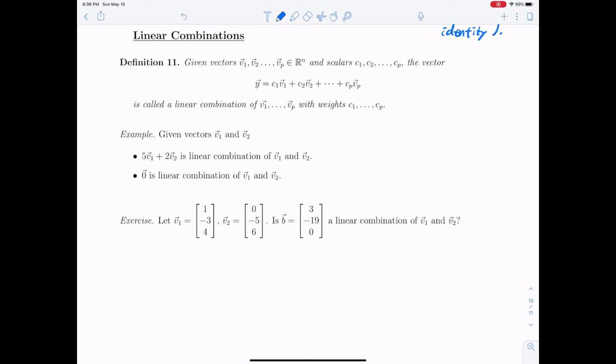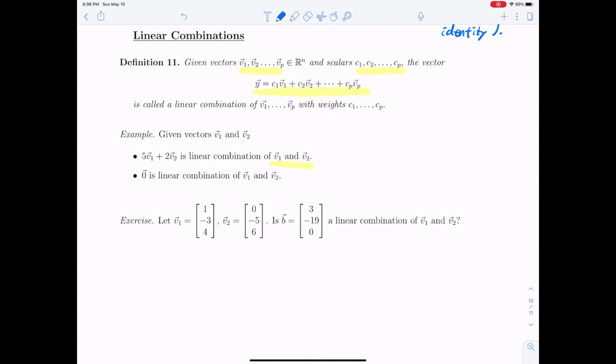So suppose that you have p number of vectors with p number of scalars. The linear combination is the combination of your vectors with scalar multiplication. So this whole vector is called the linear combination of your given vectors v1 through vp with weights c1 through cp. For example, if you have two vectors v1 and v2, then 5 times v1 plus 2 times v2 is a linear combination of v1 and v2.